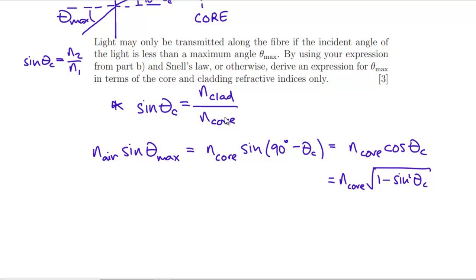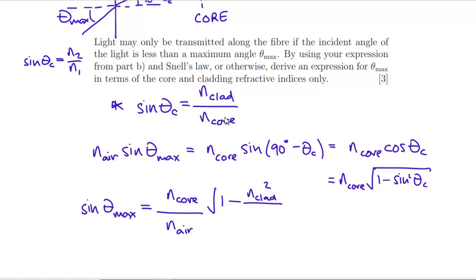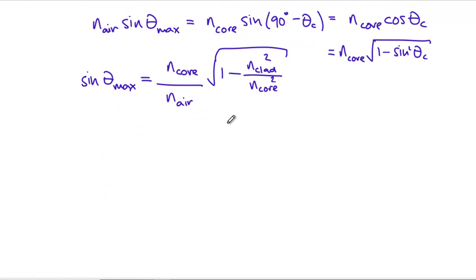Okay, so what are we left with here? So sine of theta max is going to be equal to n core divided by n air. Yeah, that's all good, isn't it? But we've got this square root thing happening here. So we've got a square root of 1 minus n clad squared over n core squared. Okay, so rapidly running out of space on all of this. Right, scroll down a bit more.